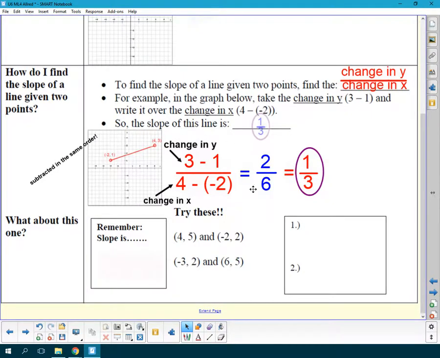Okay, we're going to find the change in y. We're going to subtract the 2 y values, and then we're going to find the change in x. We're going to subtract the 2 x values. We need to make sure we subtract the coordinates in the same order both times when we do that.